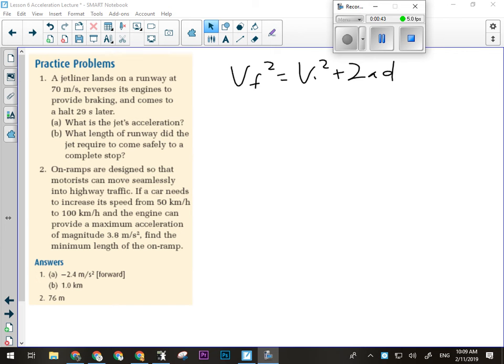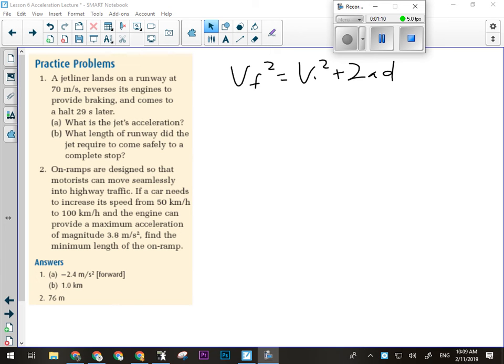For question 1B, we calculated in 1A the acceleration using VF minus VI over T, and we got that it was 2.4 meters per second squared backwards. Some of you wrote negative forwards, which is the dumbest thing you can possibly write. That's like saying, as long as I'm negative, I'm wrong. Negative forwards is backwards, just write backwards.